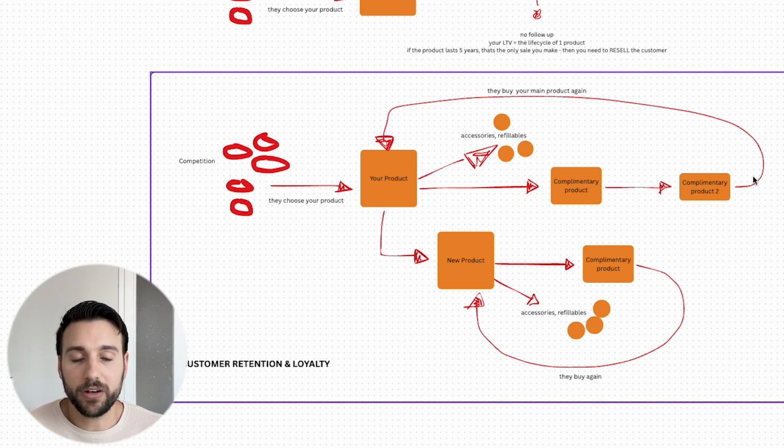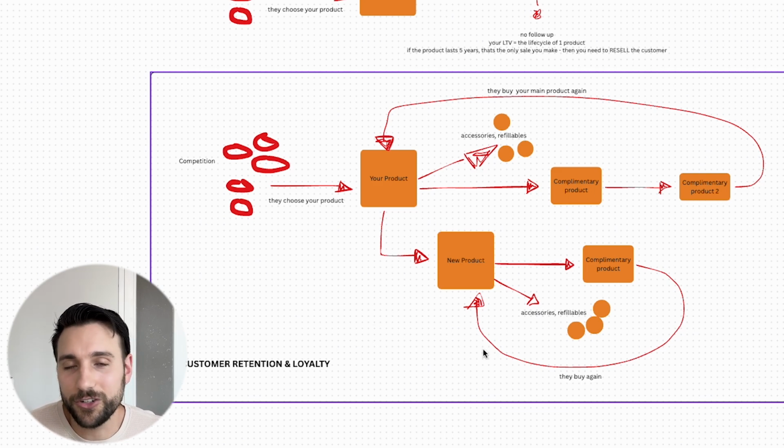The complementary products fill the gap of the life cycle of your main product. So by the time that life cycle of your main product is up, they're more primed to buy your main product again because they've had different points of engagement with your brand. They're more familiar with you and they're more inclined to buy your product again.